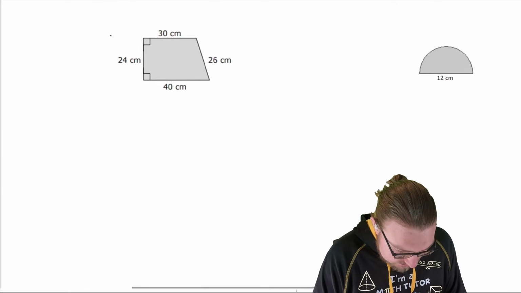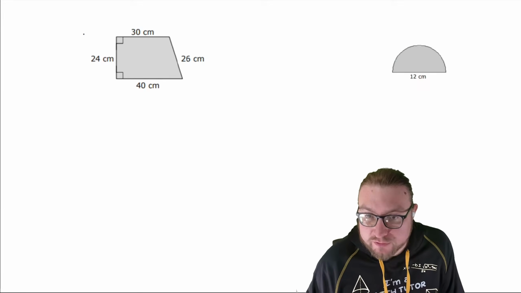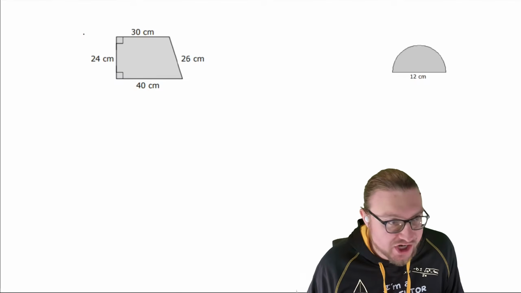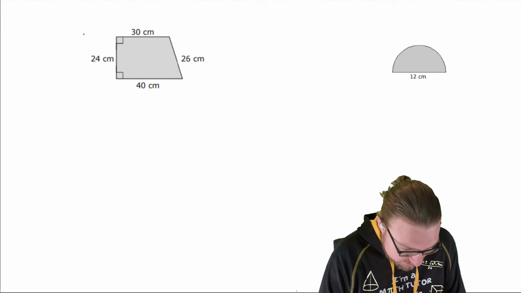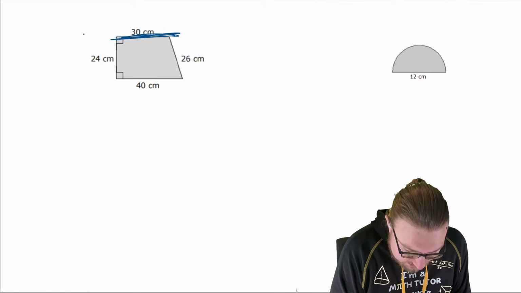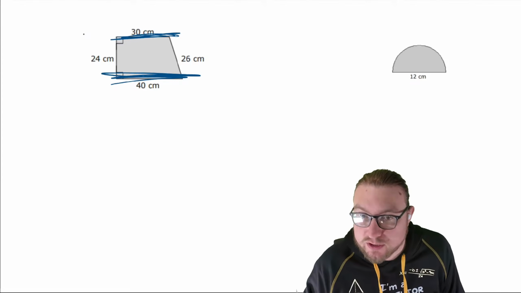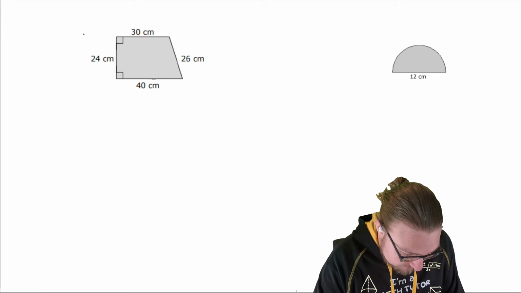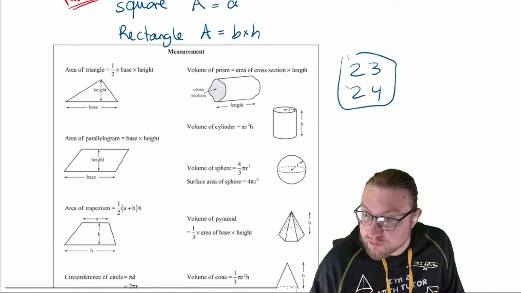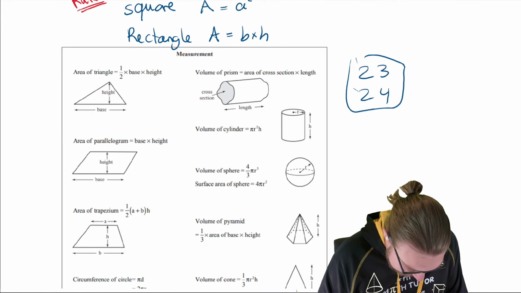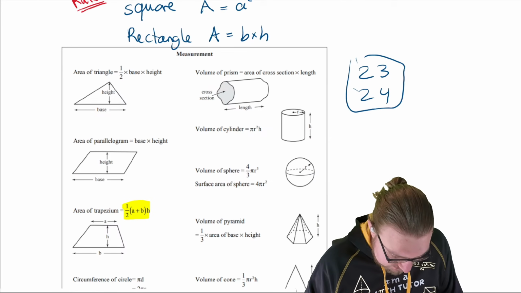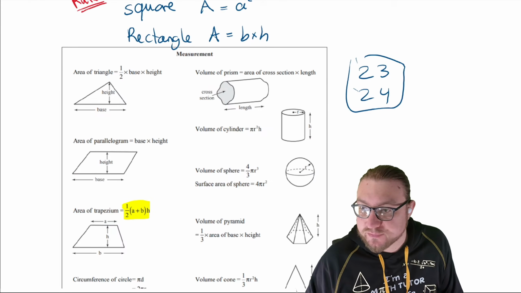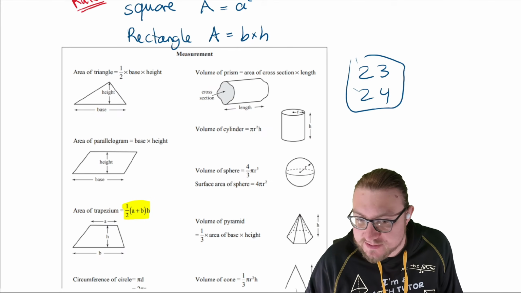Okay, next question over here. Let's have a look. First of all, we ask ourselves, what shape do we have? And of course, we have a trapezium. How do we know? Well, we have two sides that are parallel. That is the requirement for a trapezium. So we can go and have a look at our formula sheet. And it says over here, a trapezium has the formula half times a plus b times h.